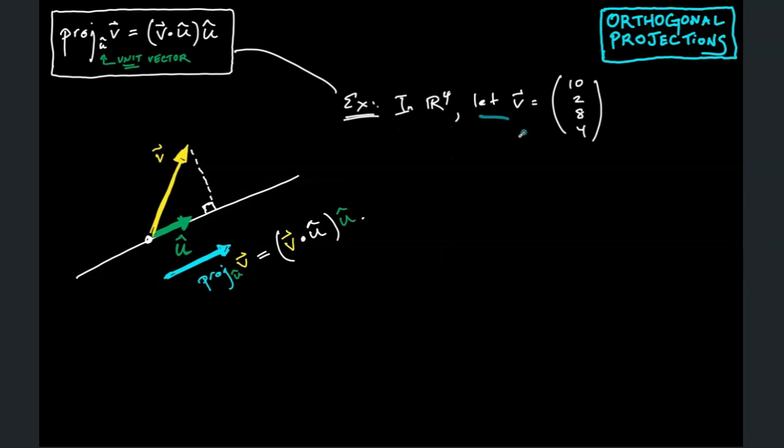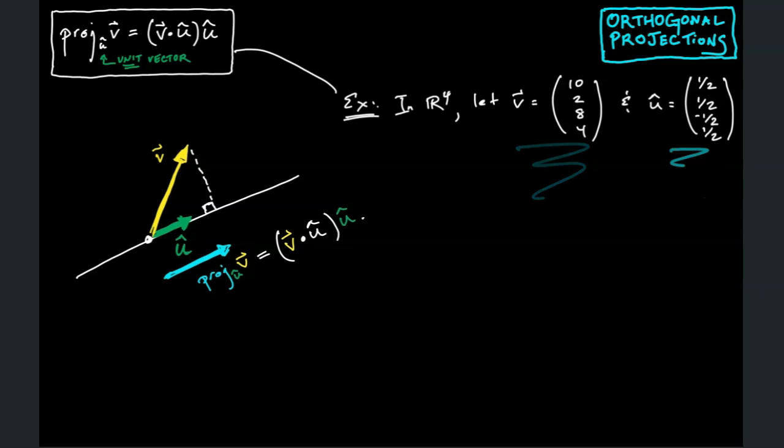In R4, let's let vector v be 10, 2, 8, 4. Those are its standard coordinates. And let's consider a unit vector whose coordinates are half, half, minus half, half. You can check very quickly that that is indeed a unit vector. The squares of each component are 1/4. Add those all up, you get 1. Take the square root, you still get 1. So this, yes, is a unit vector in R4.